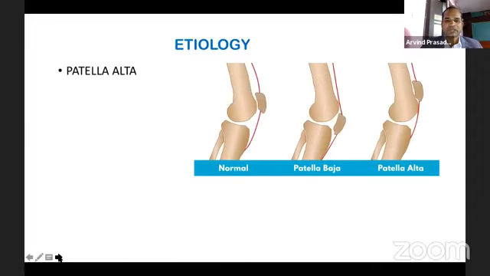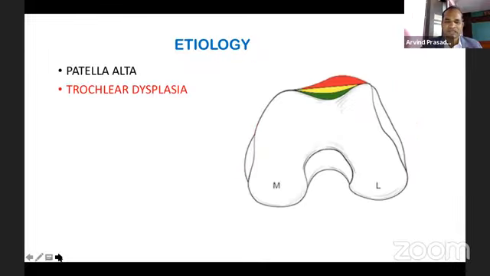So let's see the etiology of recurrent dislocation of the patella. The first is patella alta, where the placement of the patella over the femur is quite high above the trochlear groove. This is again involved in almost 70% of cases of recurrent dislocation of patella; there is some degree of patella alta association. Then trochlear dysplasia is there.